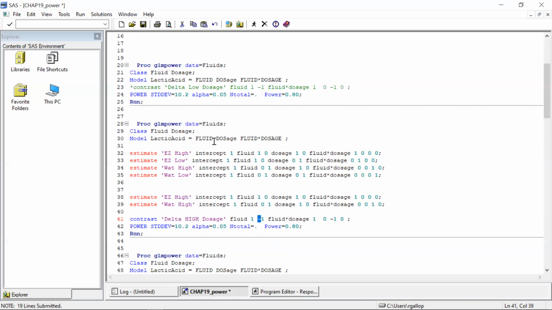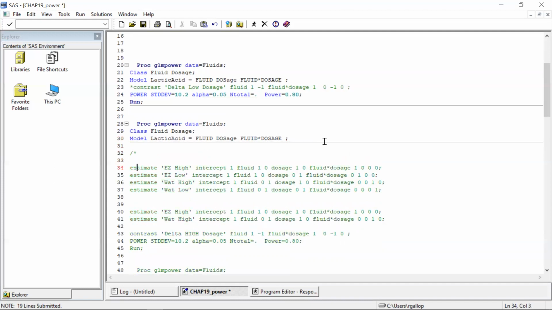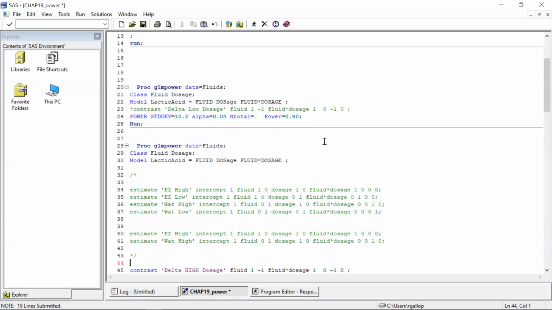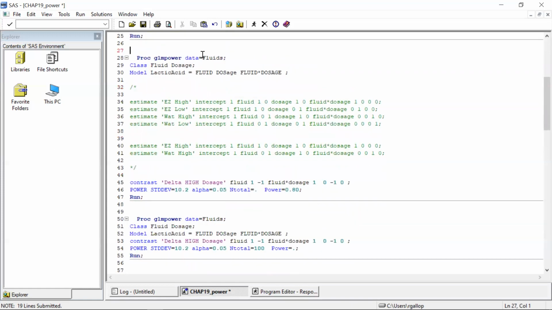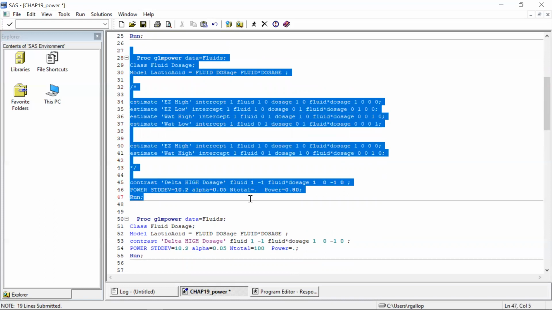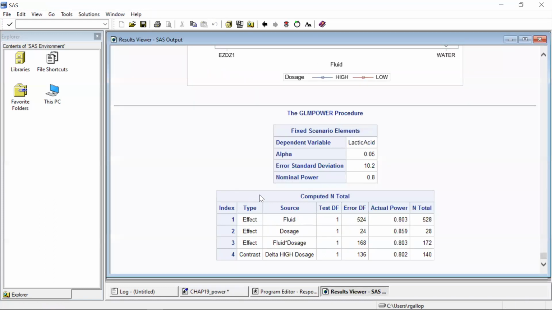So again, remember, the estimate statements don't work in PROC GLMPOWER, but we could write them to help us lay out a contrast of interest. So when I look at this contrast, PROC GLMPOWER would give me the sample size for 80% power for the main effect of fluid, the main effect of dosage, the interaction, and then the sample size required for at least 80% power for the contrast.